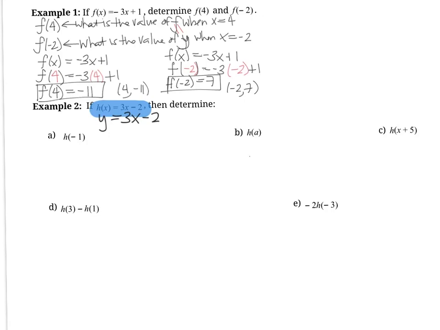So while you're getting the hang of this, if you consistently need to change your h(x) to y to understand what's going on, that's absolutely fine. So in this question, we're given this relation y = 3x - 2. It's called h, so we know it's a function, so we're going to call this y h(x), and it's asking us to find a whole bunch of different values for x. So let's work on them one at a time.